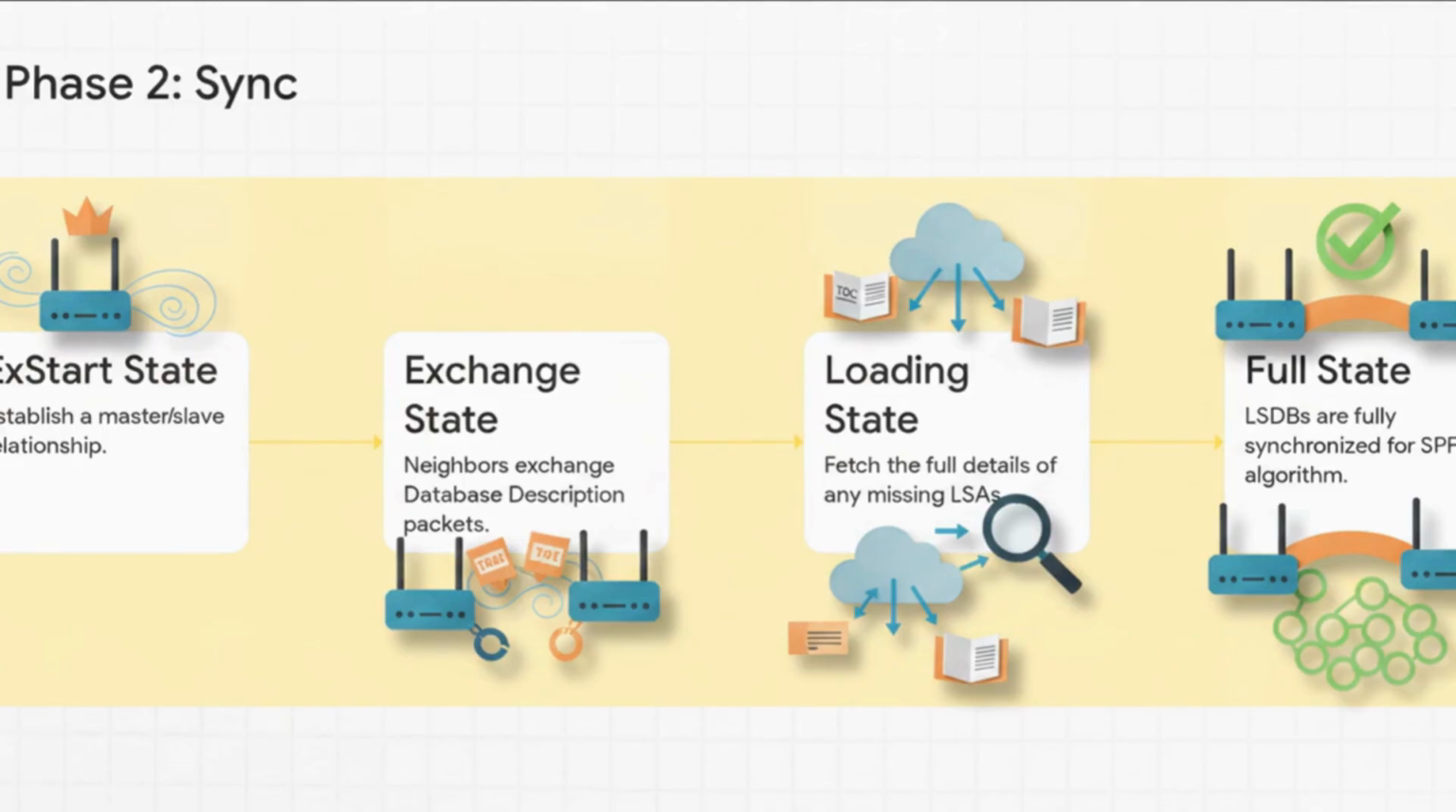Next up is the loading state, where routers use link state requests and updates to actually fetch the full details of anything they realized they were missing. And finally, the holy grail. They reach the full state. Adjacency is officially achieved, and those LSDBs are perfectly, completely synchronized.